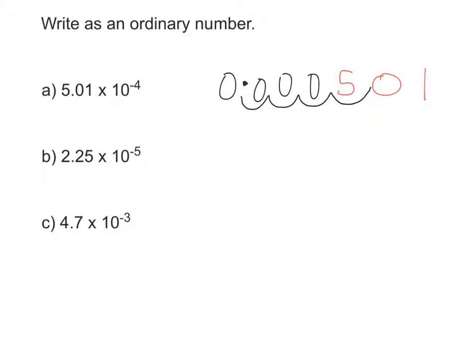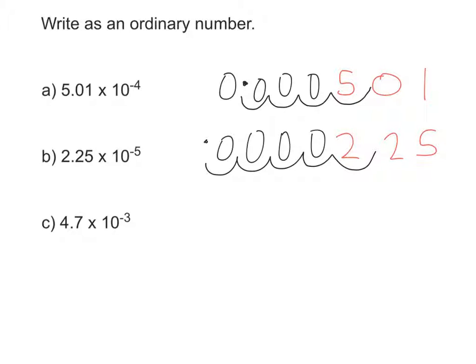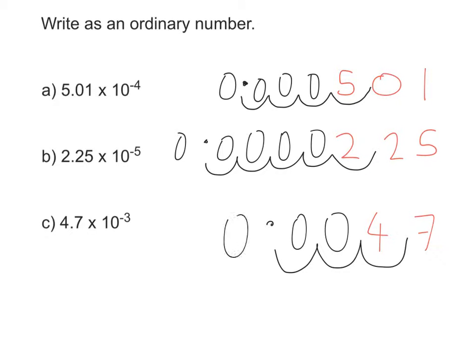Okay, so the next one, 2.25. Start where the decimal point is and move back. Oh, it's 5 this time. 1, 2, 3, 4, 5. So the decimal point goes there, and any of the gaps you fill in with zeros, including one at the front. Okay, so the last one, 4.7. Start where the point is and go back 3. 1, 2, 3. Any gaps you fill in with zeros. So the final answer would be 0.0047.